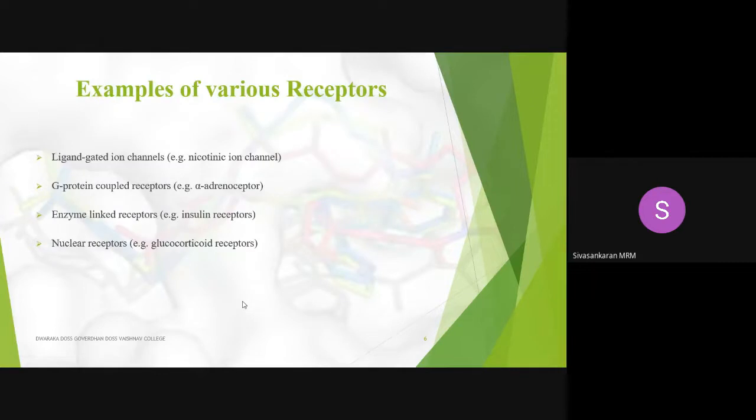So, examples of various receptors: the ligand-gated ion channels, for example the nicotinic ion channel; G protein coupled receptors, for example adrenoreceptors; enzyme linked receptors, for example insulin receptors; and nuclear receptors, for example glucocorticoid receptors. These are different types of receptors which are helpful in targeting particular diseases, to inhibit the diseases. These types of proteins are used as drug targets.